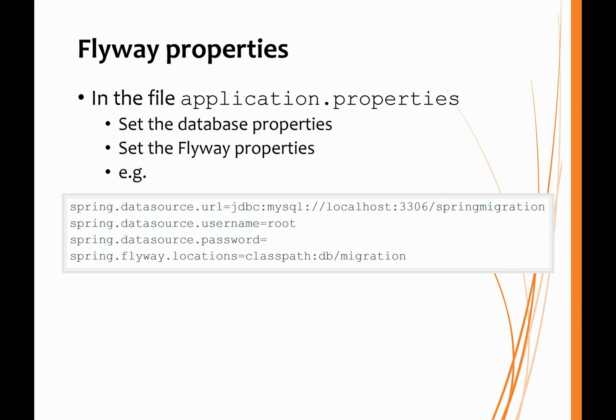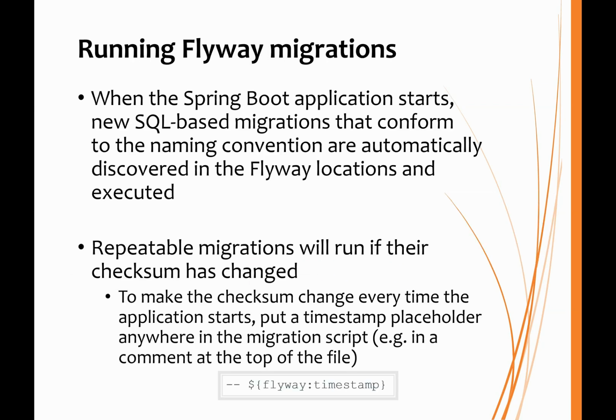For IntelliJ to make use of Flyway, as well as importing the dependencies, we need to tell IntelliJ where the migration scripts are. And so in application.properties, after setting the database properties, we can set the Flyway properties as well. And the one that we're particularly interested in is Flyway locations. That is classpath colon db slash migration. Even though the folder, when we look at it, is db.migration, we use a slash in this property. The Flyway migrations will run depending on their prefix. When a Spring Boot application starts, new SQL-based migrations that conform to the naming convention are automatically discovered in the Flyway locations and executed. Repeatable migrations will run, but only if their checksum has changed.